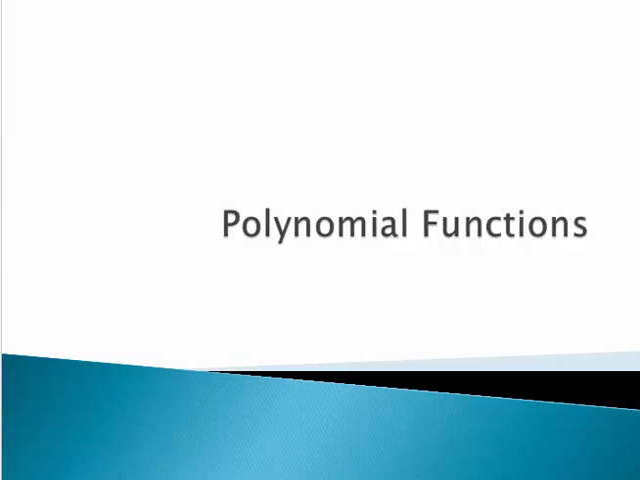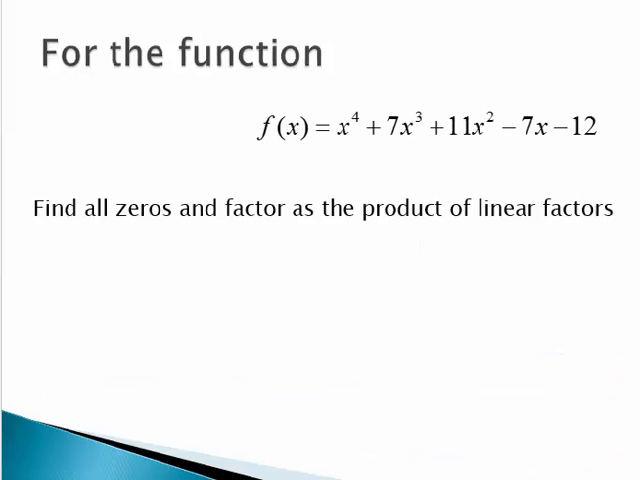In this video, we're going to factor a fourth degree polynomial function. So given the function x to the fourth plus 7x cubed plus 11x squared minus 7x minus 12, our directions are to find all zeros and factor as the product of linear factors. You might remember those two things are closely related, right? If you have a linear factor, you have a zero.